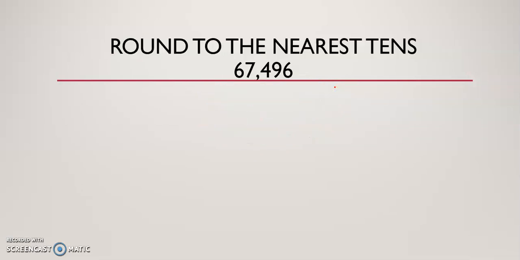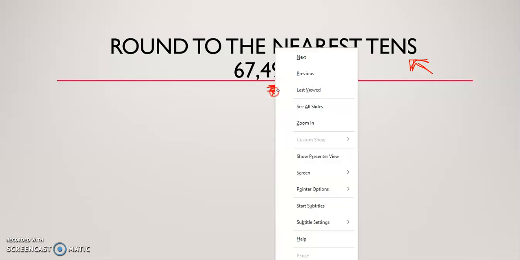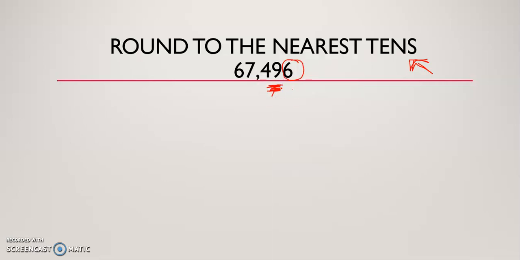Round to the nearest tens. Okay, for this one, I find the digit that's in the tens place. So ones, tens. Circle the digit that's to the right of your target. If the digit I circled is 5 or more, my target raises the score. If the digit I circle is 4 or less, my target takes a rest. I have a 6, so that means my 9 that I underlined for the target needs to go up 1. So I put a 1.